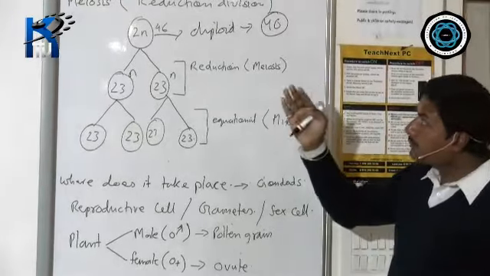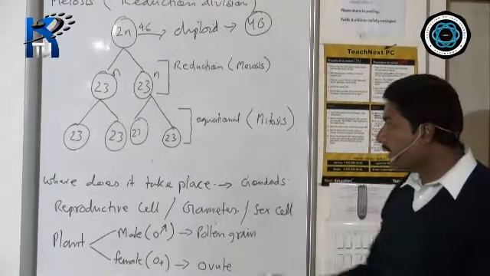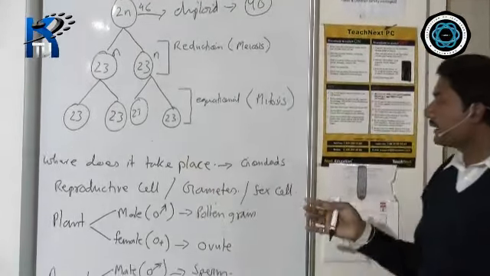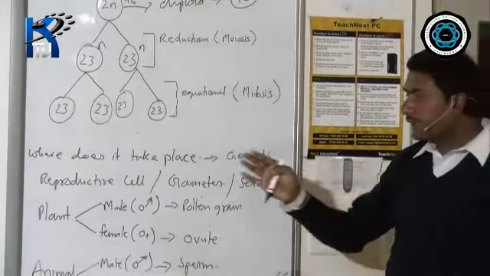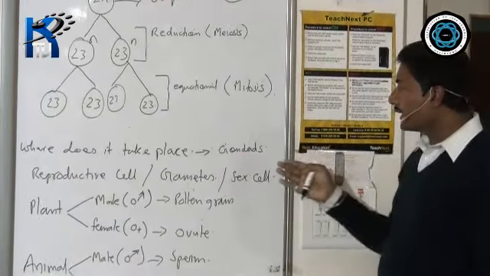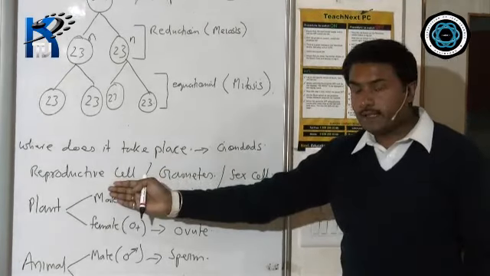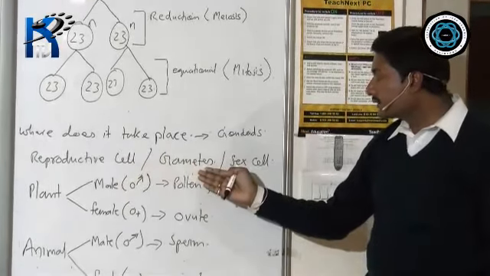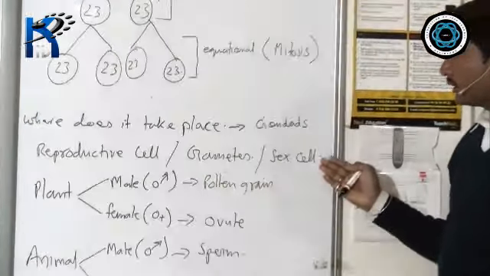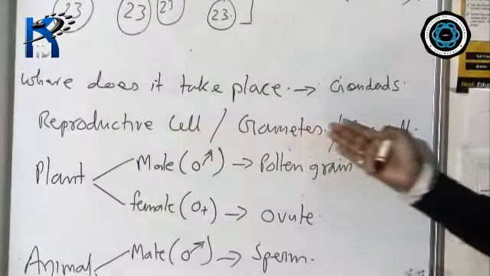Now, where does this meiosis take place? Meiosis takes place in the gonad, reproductive cell, gametes, or sex cell. There are so many terminologies; they are all different terms.